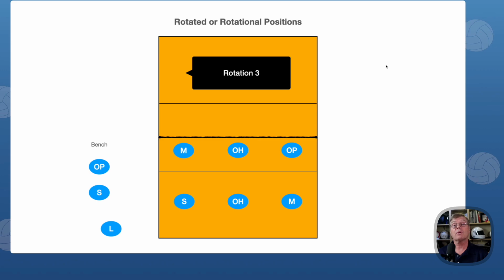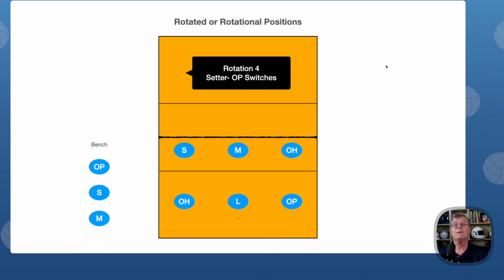Now, we still can bring the libero in to serve, and we're going to do that. So what we would do is we would bring the libero over here and take that middle out, and now they would be ready to serve and go across the back row again. So now we move into rotation 4.